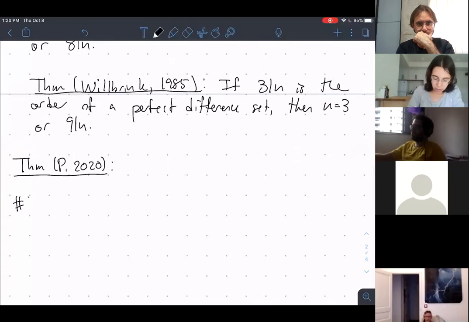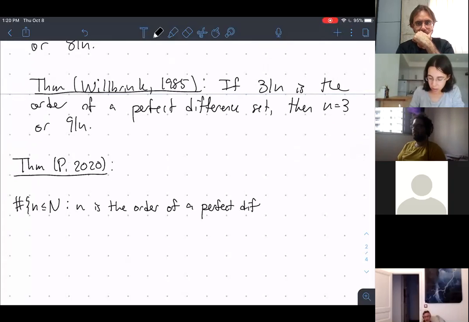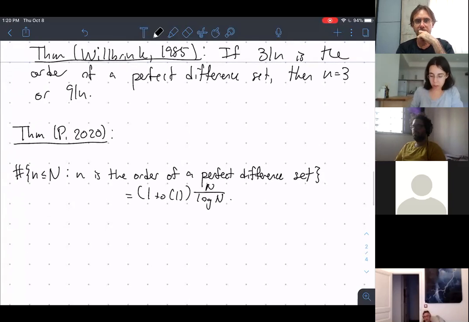So the number of little n below big N such that n is the order of a perfect difference set is (1 plus little o of 1) times N over log N, which is the number of prime powers asymptotically below N.